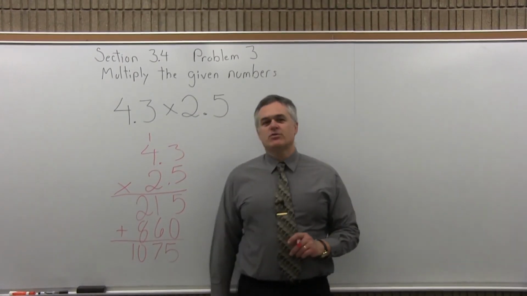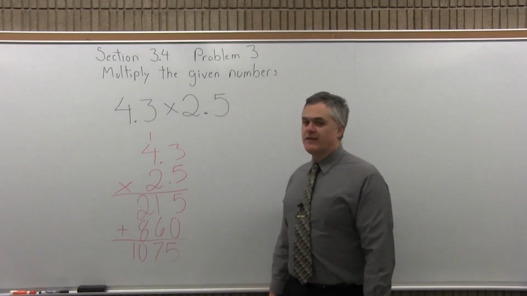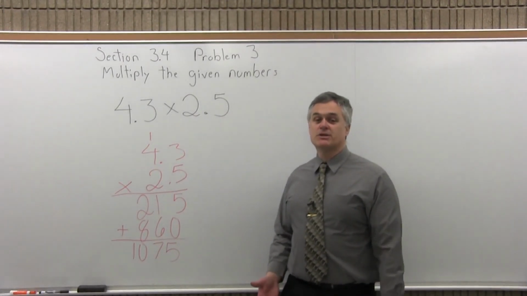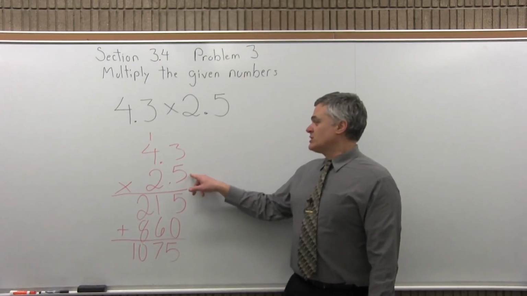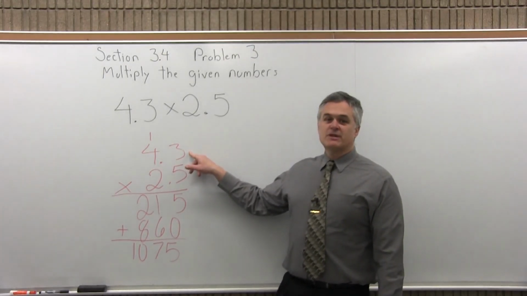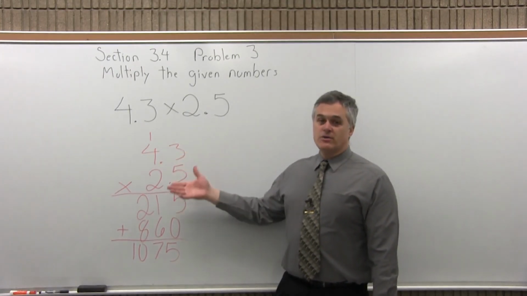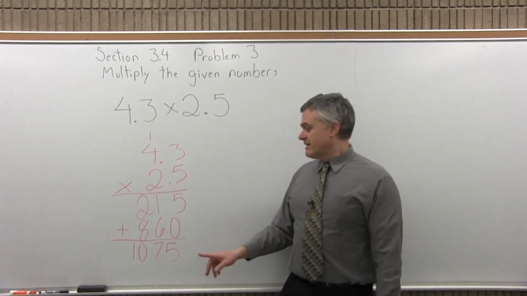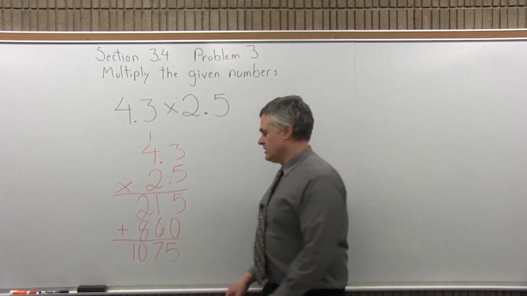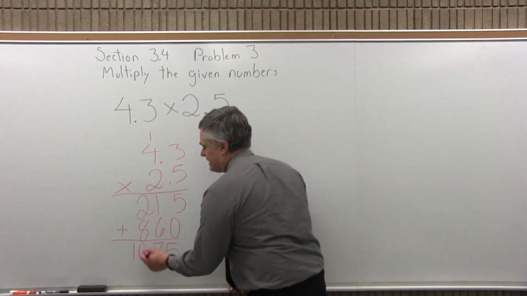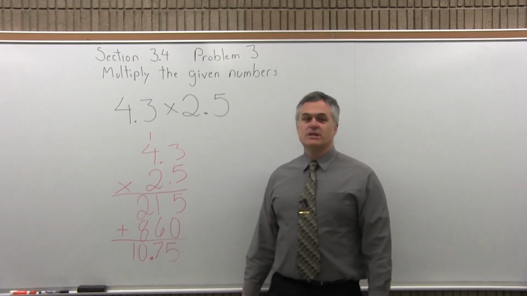So if it was just 43 times 25, I would have an answer of 1,075. But now here's where I put the decimal back in. Go to your question and see how many places there are after the decimal altogether in the question. 1, 2. Now go to your answer and you should have the same number of places after the decimal. 1, 2. So if I come in 2 places, the answer really is 10.75.